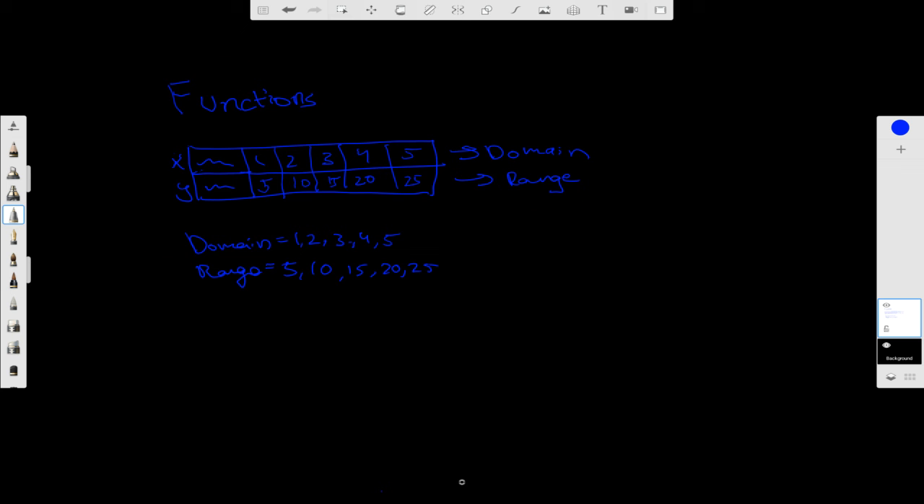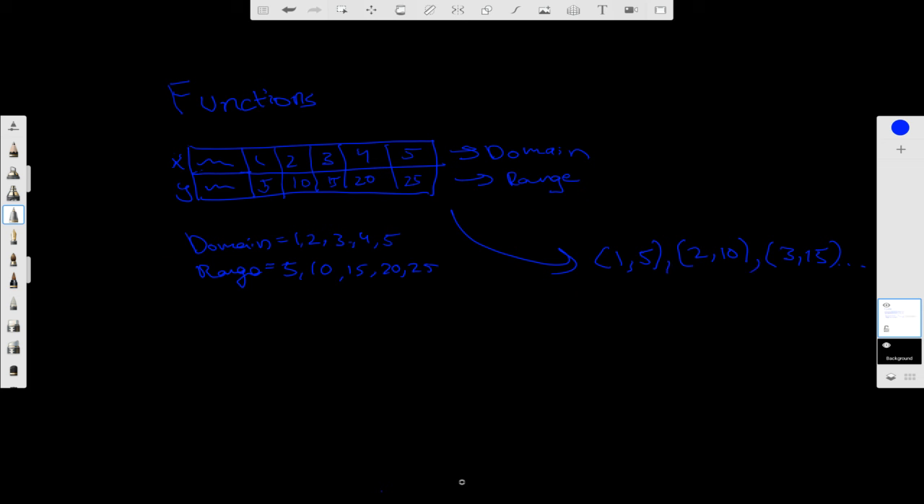And if you need to graph this function, you can represent this as 1, 5, 2, 10, 3, 15, and so on. Okay.